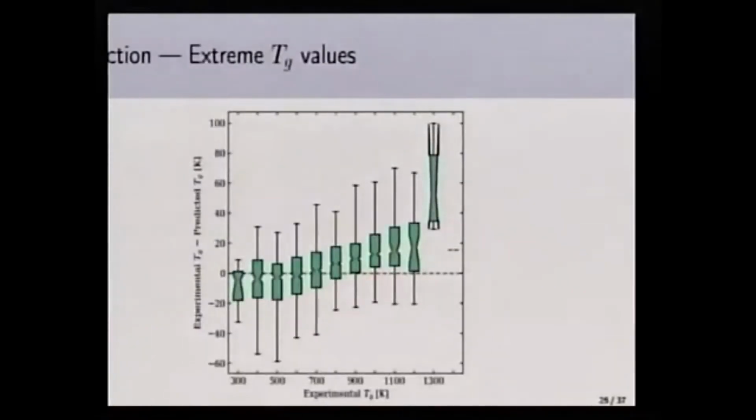However, when you look at the prediction versus the true value of glass transition temperature, you will see that our network is not good at the extremes, right?